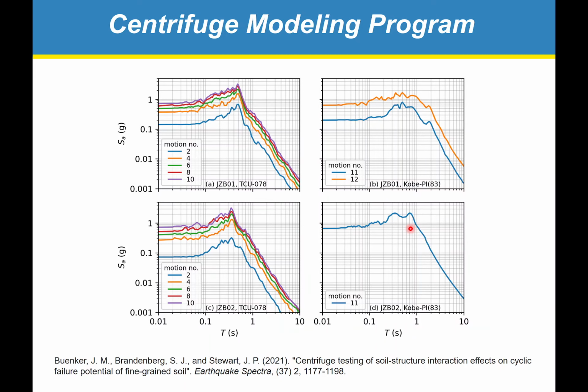Then we shook the base of the model with a bunch of input motions that are scaled versions of real earthquake ground motions. These are different scaled versions of a motion from Chi-Chi, Taiwan, the TCU 078 record. It's one of the horizontal components. I forget which one. And then we also shook the model with this Port Island ground motion from Kobe at a depth of 83 meters. So it's the downhole record from that array. And then we did the same for the second model as well.